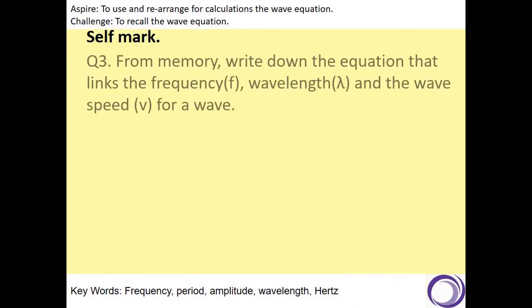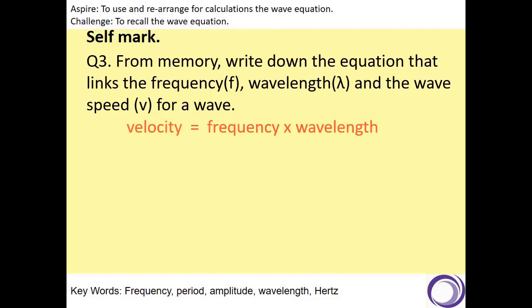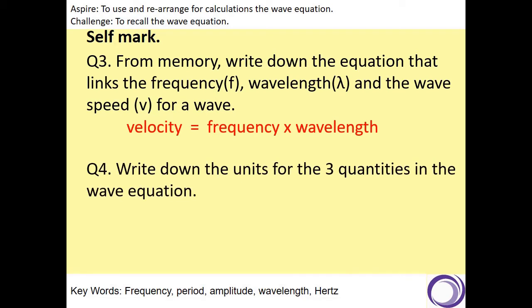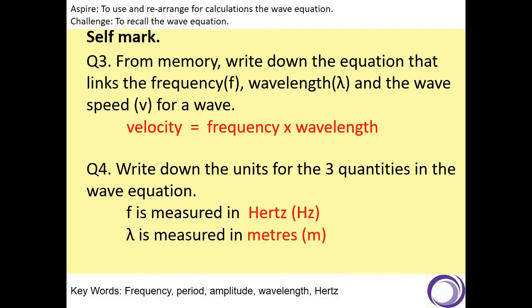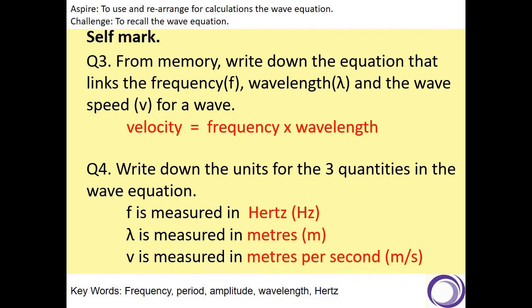Let's self-mark then. So velocity equals frequency times wavelength. That'll just be 1 mark in the exam. And then the units, frequency is in hertz, Hz, lambda, that's the wavelength in meters, m, and v, velocity, meters per second, same as speed.